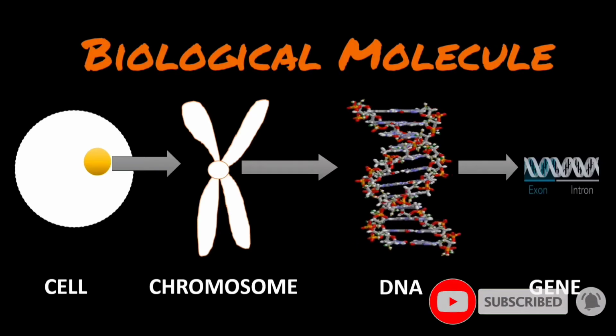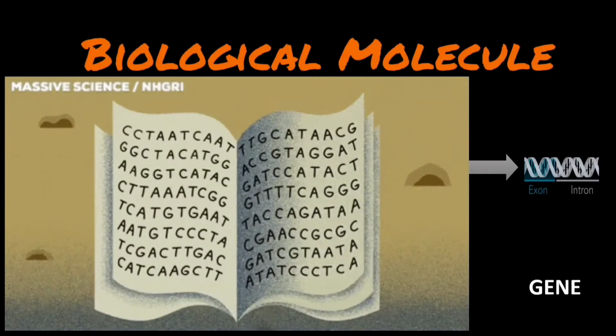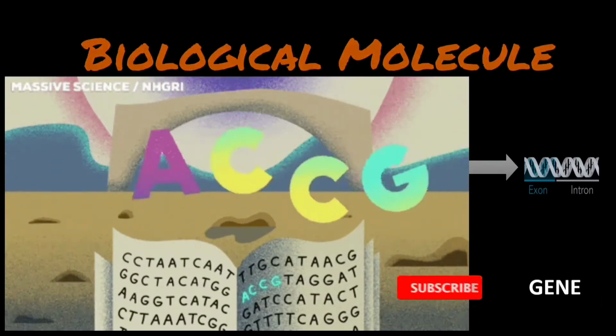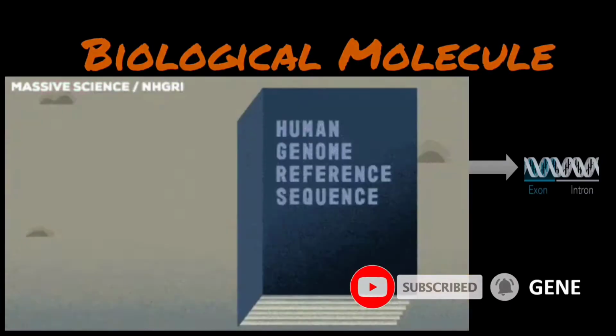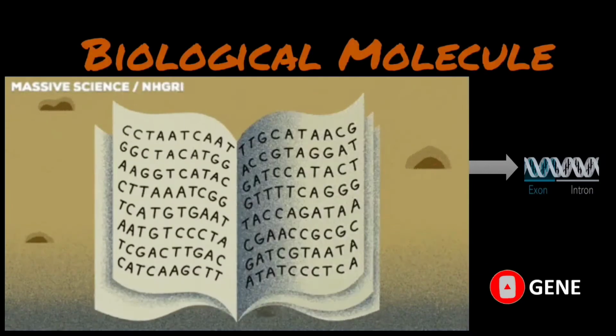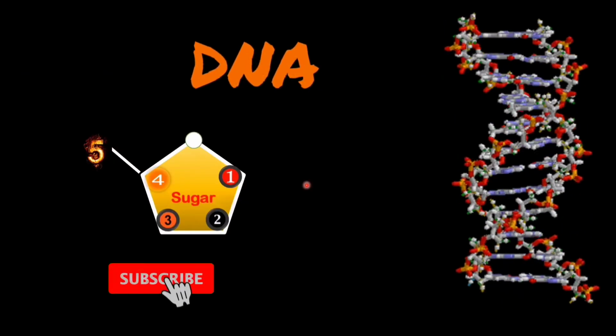The short segment of DNA is called a gene. Gene contains exons and introns. Exons can code for protein, introns are non-coding sequences. A complete set of DNA in a cell is called the genome. Let's discuss the structure of DNA.